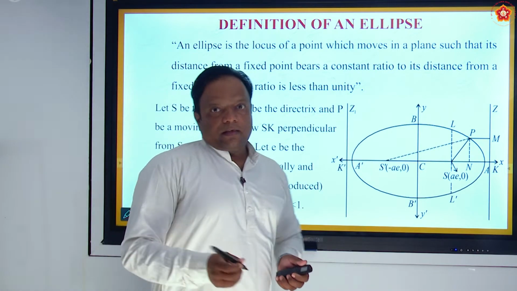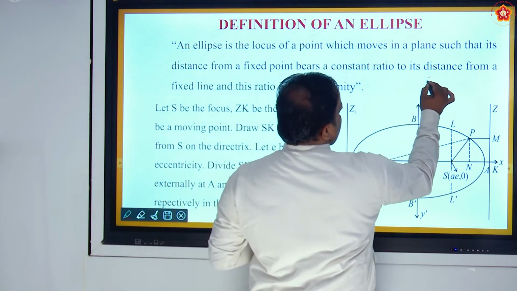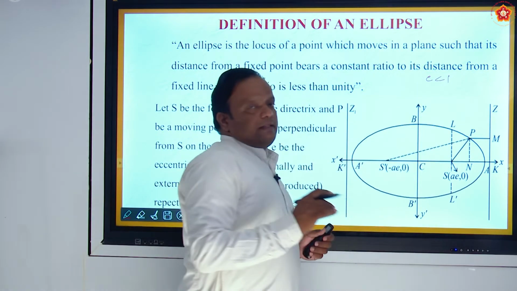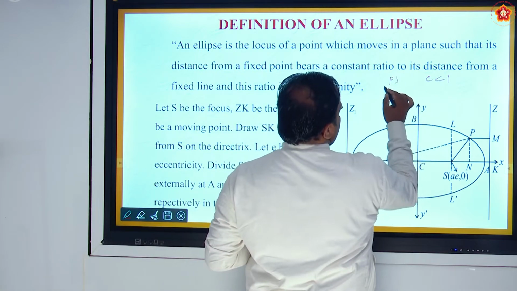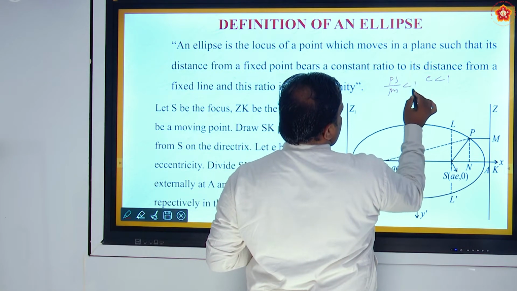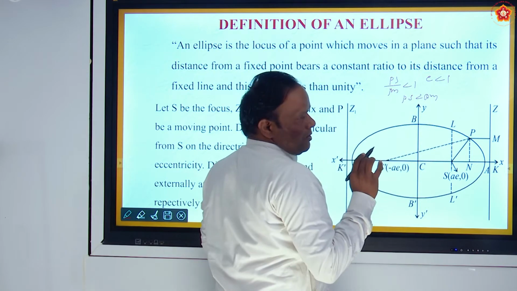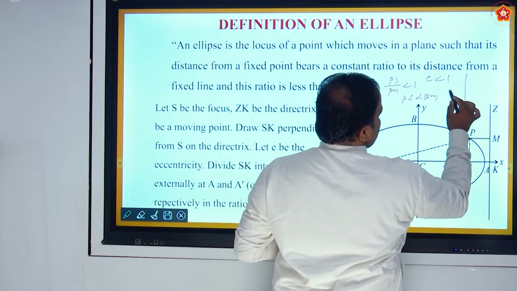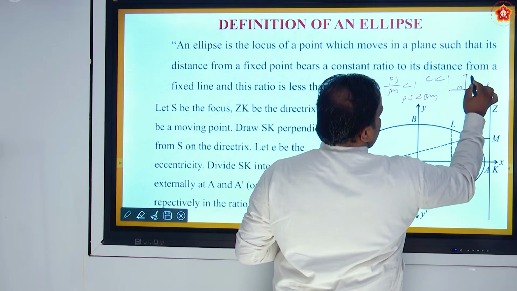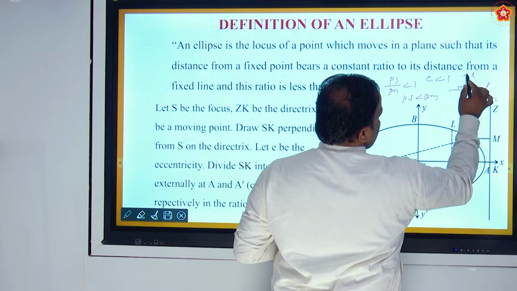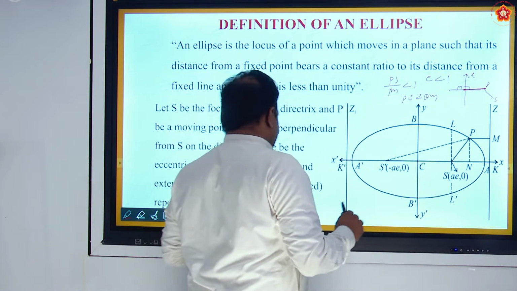Already we learned in the basic class, if E is less than 1, then the conic is said to be an ellipse. E is nothing but PS by PM, which is less than 1, meaning PS is less than PM, and the conic is called an ellipse. Here P is any point, S is the focus, M is the point on the directrix, and PM is perpendicular to L. So if PS is less than PM, then the conic is said to be an ellipse.